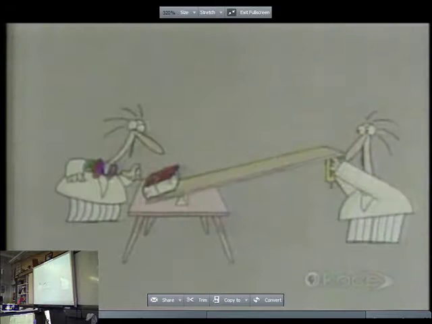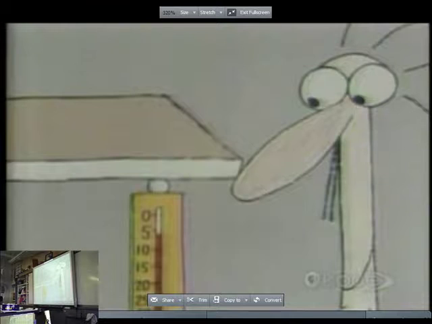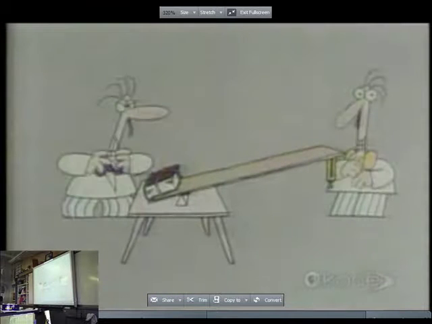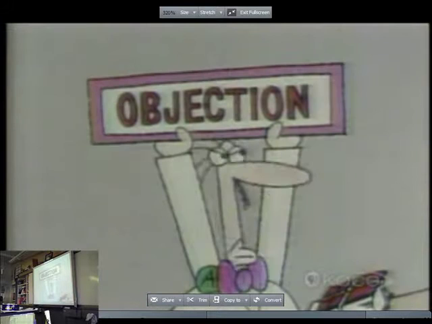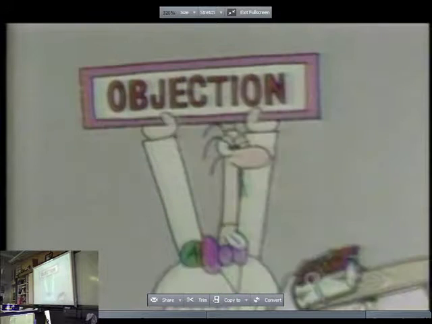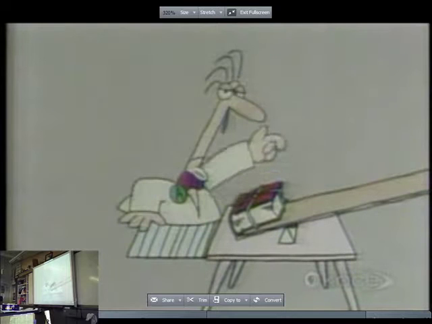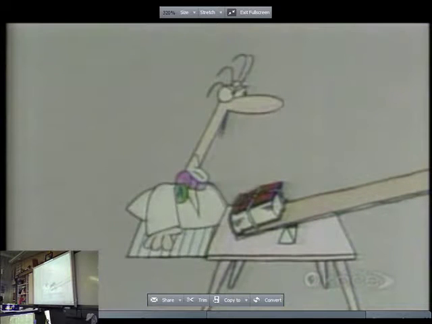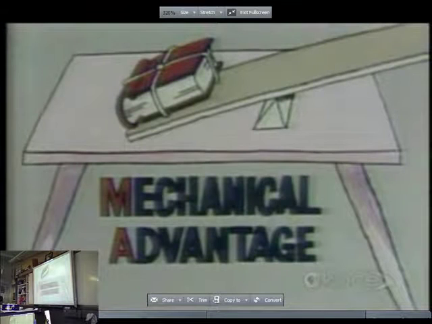24 newtons of force. Now, Professor B. Only, what? 6 newtons? Well, there's no doubt about it. Professor B is the winner. You're quite right. It's not fair. Professor B had an unfair advantage. He used a machine, a lever, to give himself a mechanical advantage, in fact.